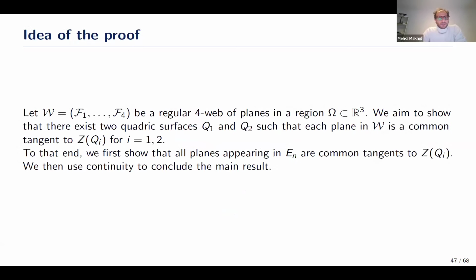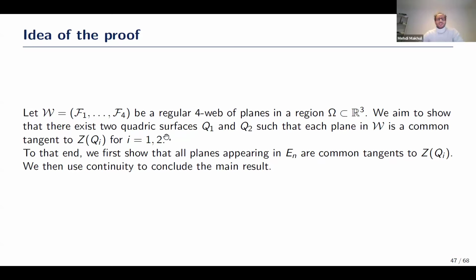So I go to the proof. What I want to prove: I'm just trying to prove the dimension 3 case. Then with some more calculation, we can generalize to higher dimensions. So suppose that I start with a regular 4-web. The goal is to find 2 quadric surfaces such that every plane in this web is a common tangent of these 2 surfaces.